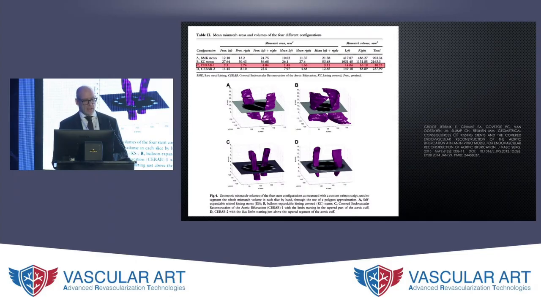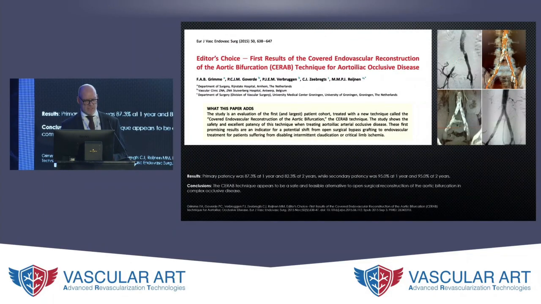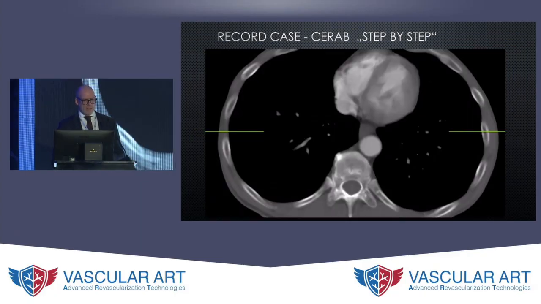And you see here there's the radial mismatch when the iliac stents are placed in the tapered part. This is more 1.5 and 1 centimeter in that area, just in the anatomical part of the infrarenal aortic, that this is the narrowest part. So the mismatch is under 2.3 in the CERAB technique. So these are the first results from the CERAB technique, and we see good results with a good primary patency rate. And I want to show you a record case step by step.